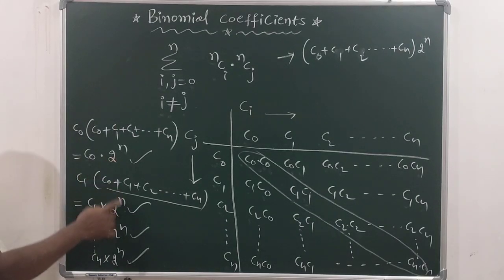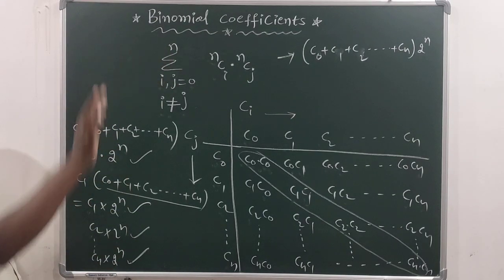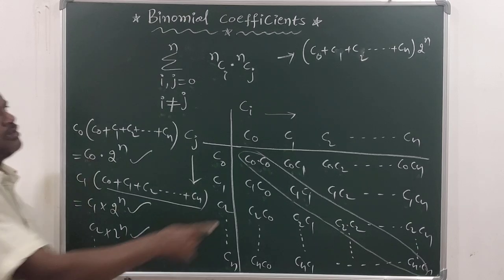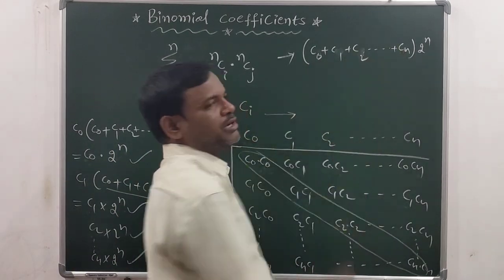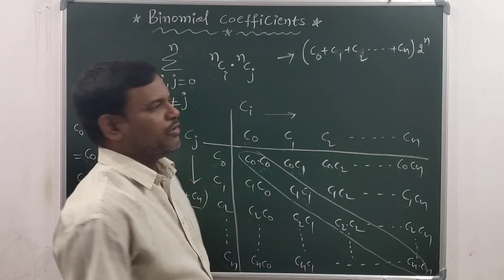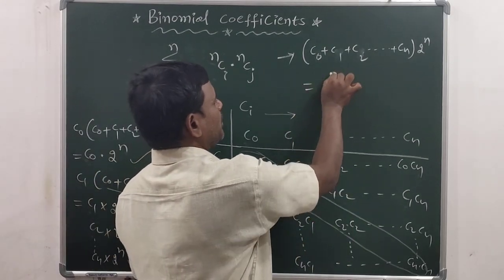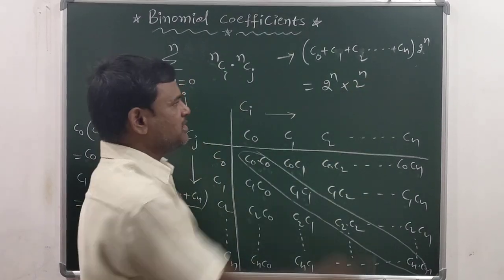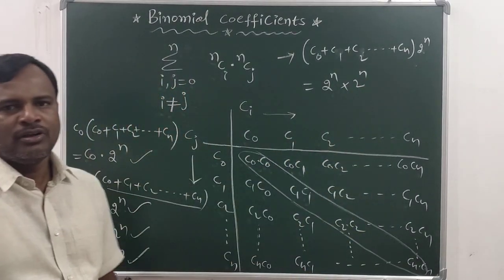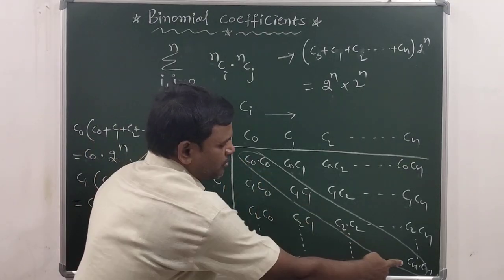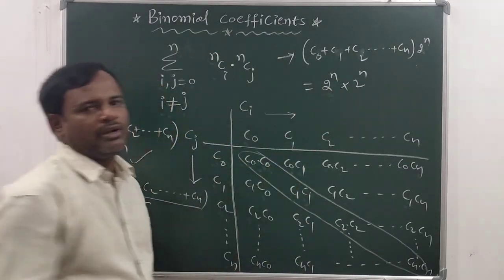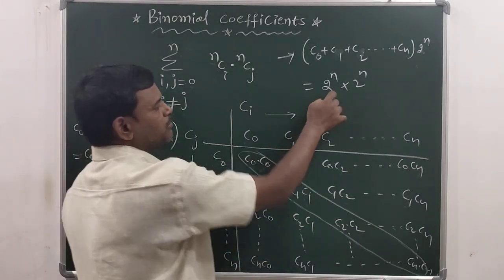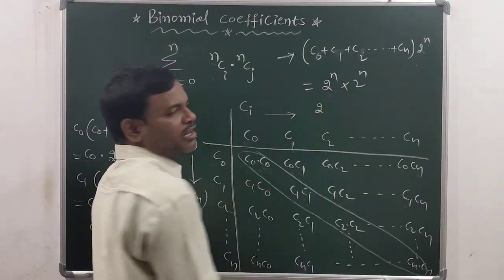Okay students, here 2 power n is common from all of them. I took it common. So inside, C0, C1, C2, ... Cn are left, which are nothing but binomial coefficients, whose sum will be 2 power n. Here it is into 2 power n. But is this our required sum? No. These possibilities are also included, which have to be subtracted. So subtract these possibilities from this, and that will be your required answer.